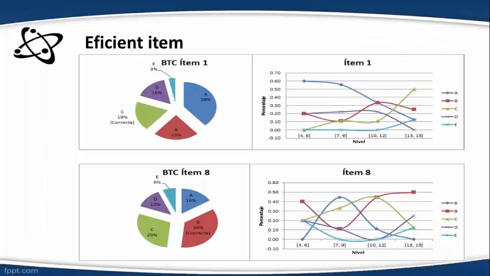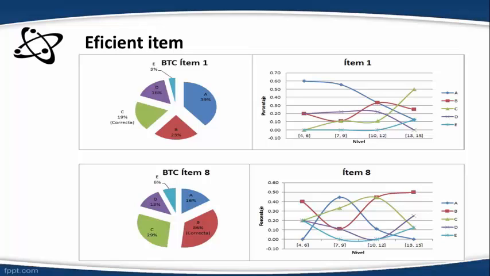This slide shows an example of an efficient item. In both graphics, we can see that the inflection point in the curve corresponding to the correct answer discriminates between high and low scores obtained in the test. This, plus other considerations, gives us information about the effectiveness of the determined item.